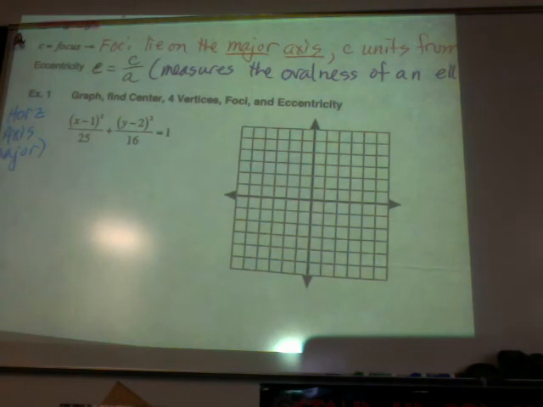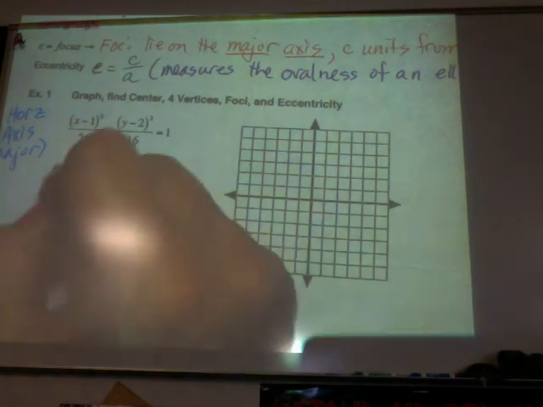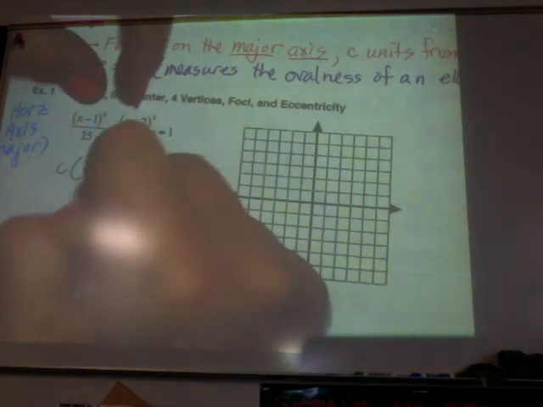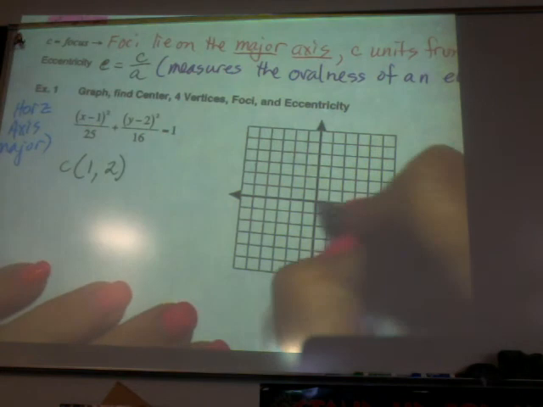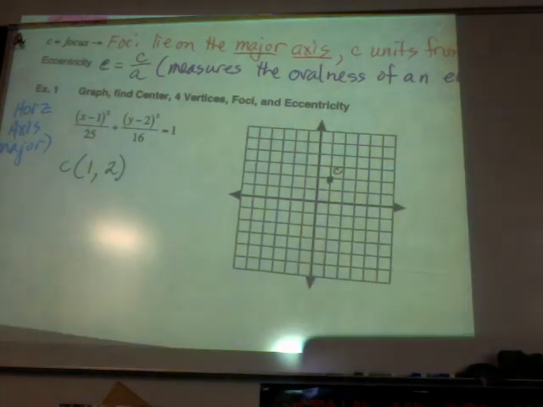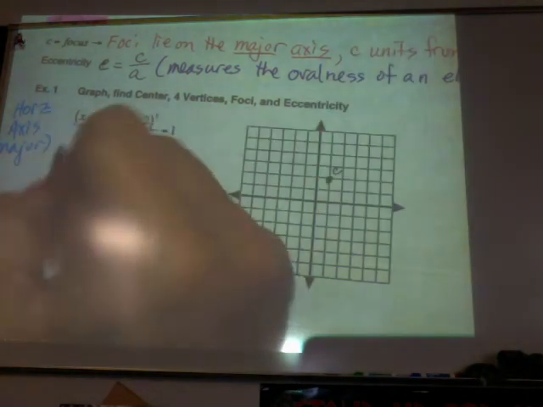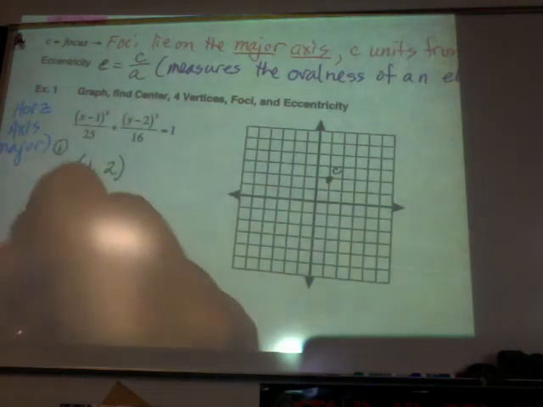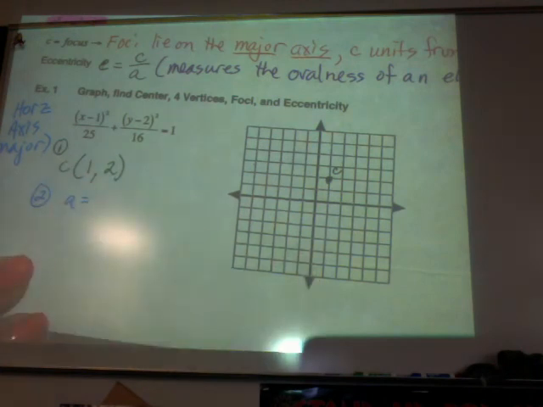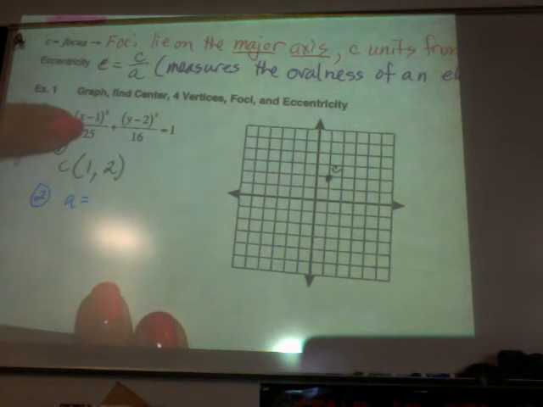So can't I see my center from here? What's my center? 1, 2. So I'm going to plot that point to the right 1, up 2. There's my center. Then I'm going to find a. So this was number 1. Then number 2, I'm going to find a and b. So a is equal to what? Take the square root of 25.